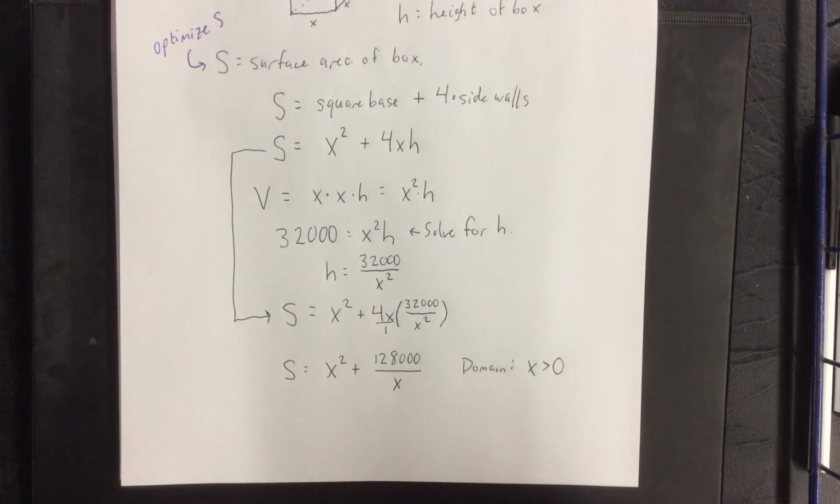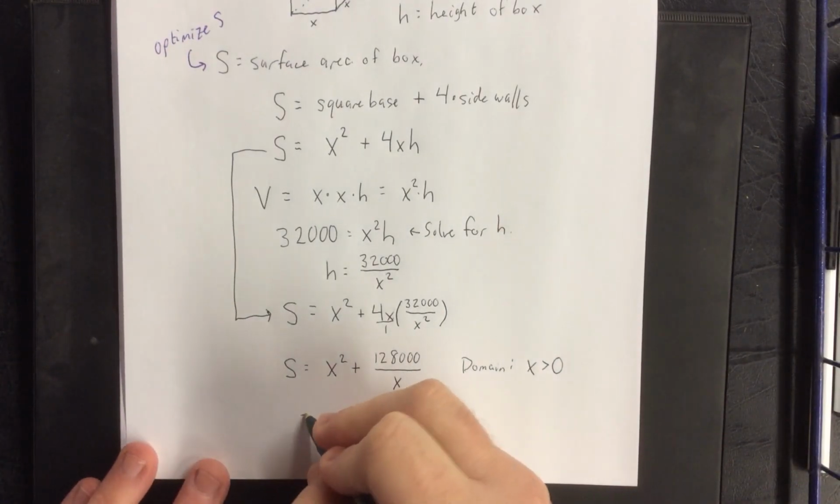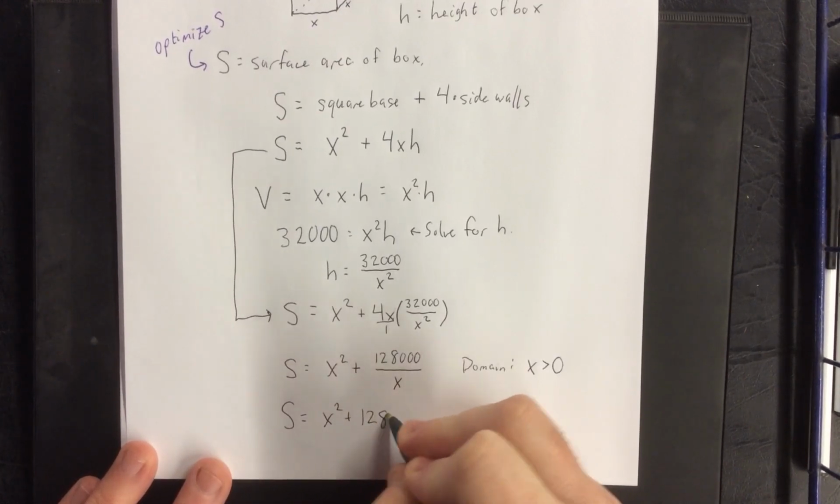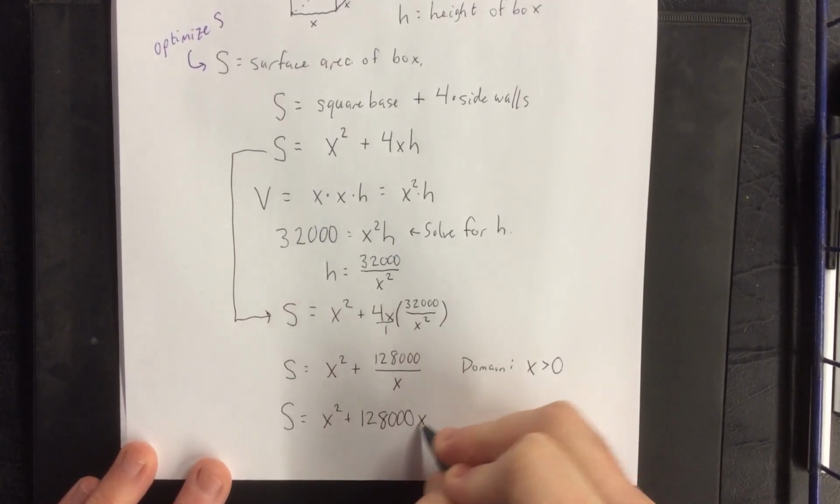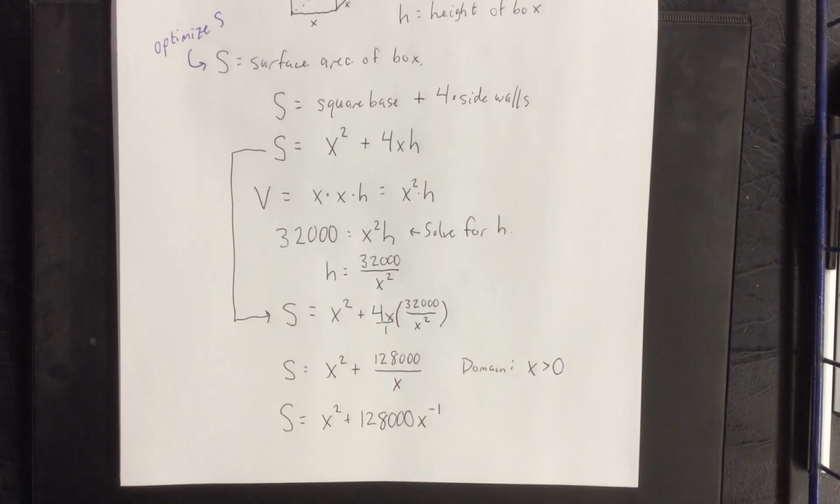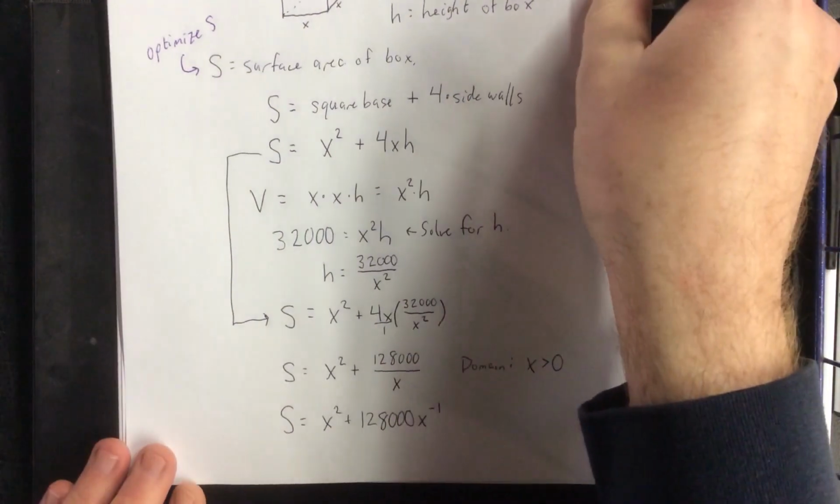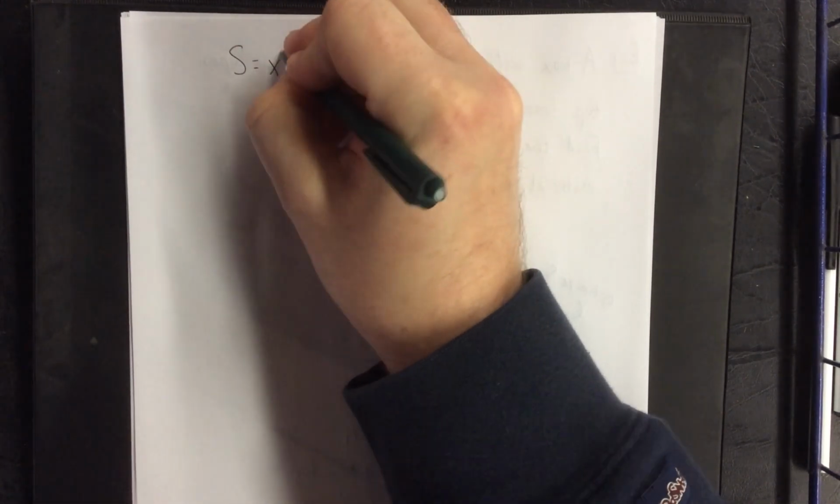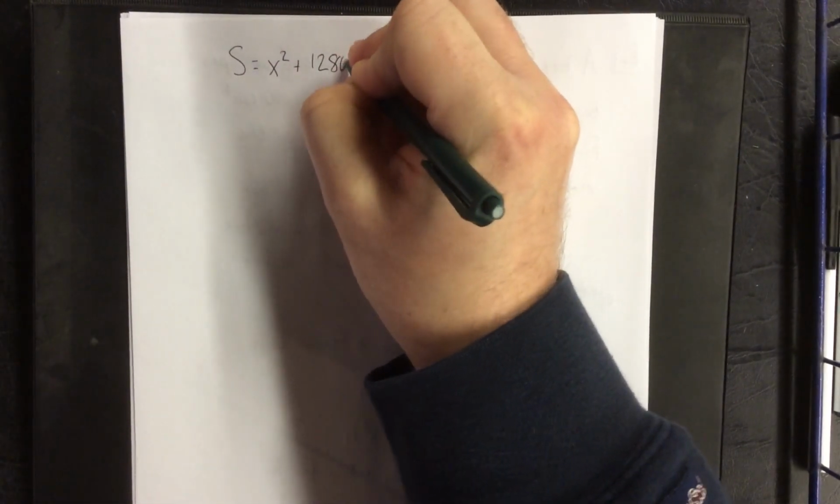So instead what we're going to do is take this s equals x squared plus 128,000 times x, and we're going to take the derivative of that. Now before I take the derivative of this, I am going to do one more step of algebra to make this derivative a little bit easier. We'll call this x squared plus 128,000 times x to the negative 1 power. I'm going to recopy that on the back of this sheet so that we can continue to optimize. So that'll be s is equal to, once again, x squared plus 128,000 x to the negative 1.